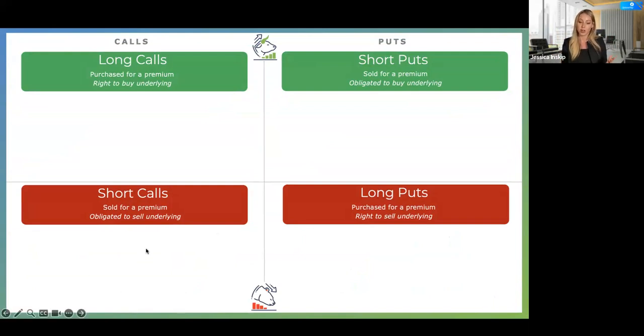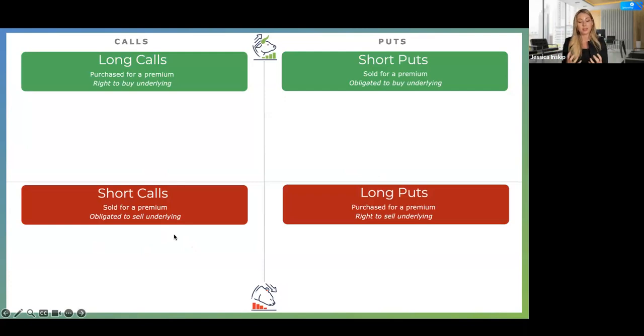So the way that it's structured, we put calls on the left-hand side and puts on the right-hand side. Apologize if it's inverse due to the screen. Nonetheless, we put long calls on that upper left-hand side quadrant, and then short calls below that, short puts on the upper right hand, long puts below that. That's the structure of it.